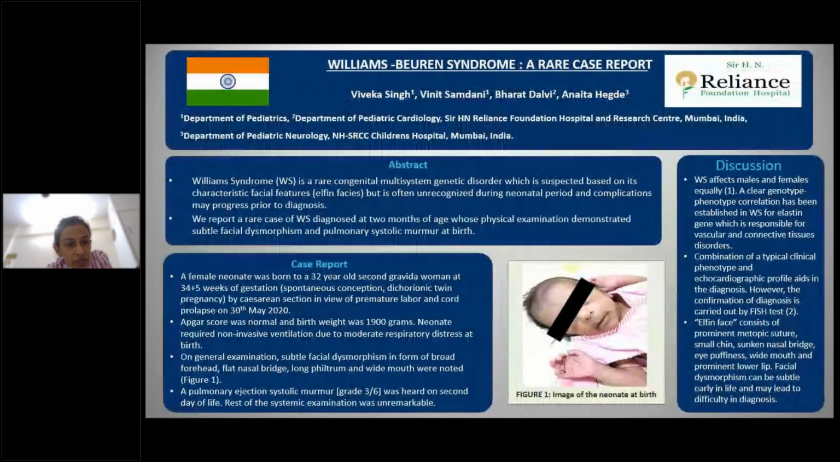Yes. Now coming to the case report, a female neonate was born to a 32-year-old second gravida woman at 34 plus 5 weeks of gestation, spontaneous conception, dichorionic twin pregnancy, by cesarean section in view of premature labor and cord prolapse on 30th May 2020. Apgar score was normal and birth weight was 1900 grams. Neonate required non-invasive ventilation due to moderate respiratory distress at birth. On general examination, subtle facial dysmorphism, as you can see in figure 1, in the form of broad forehead, flat nasal bridge, long philtrum, and wide mouth were noted. A pulmonary ejection systolic murmur, grade 3 by 6, was heard on the second day of life. Rest of the systemic examination was unremarkable.